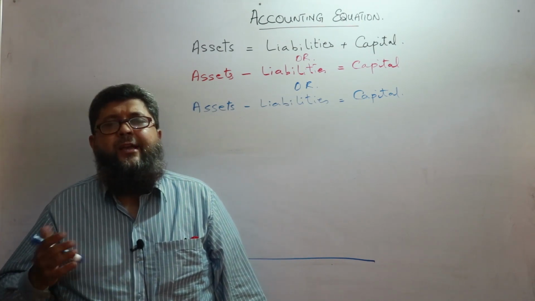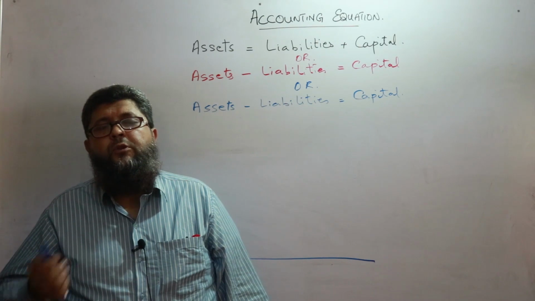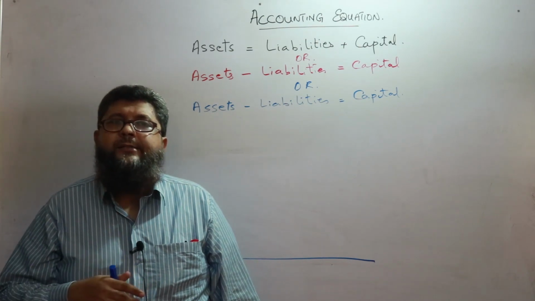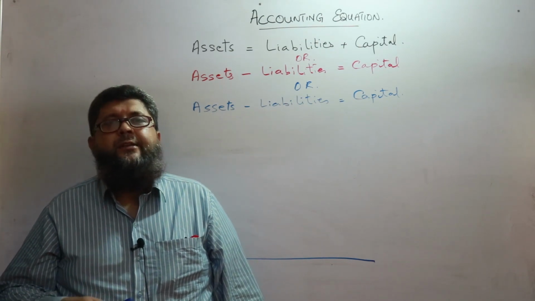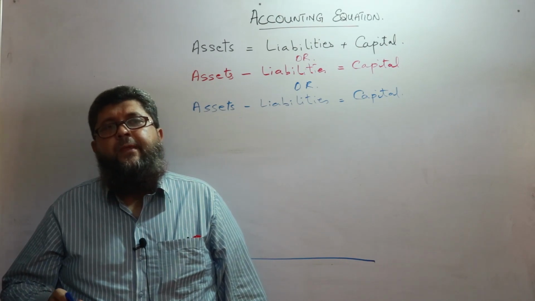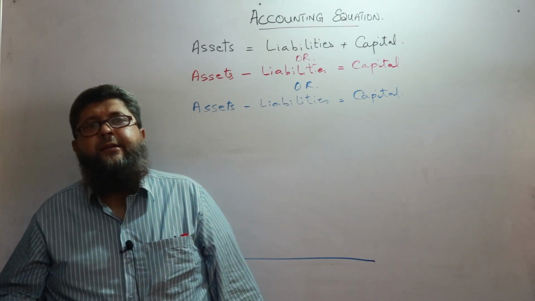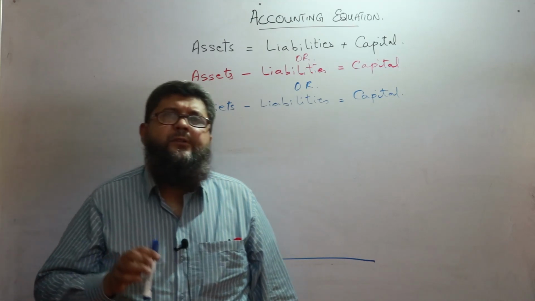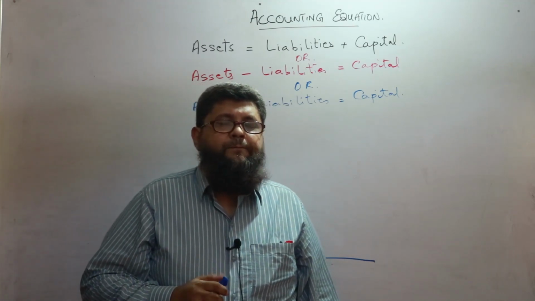We have discussed what assets are. Assets are the resources owned by the business. They may be non-current assets or current assets. Liabilities are the obligations of the business. They may be non-current liabilities or current liabilities. Examples are already done there.